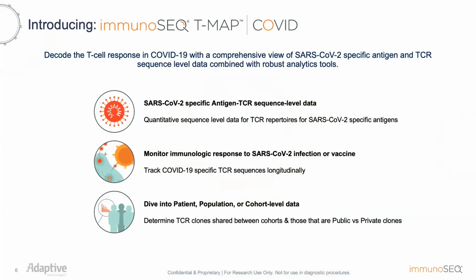With this, you have full access to all of those SARS-CoV-2 specific antigen receptors for the TCRs. You're also able to directly incorporate this data into your own work generated through Adaptive. It can also be exported and used in a variety of the tools we've heard about today. And hopefully will really allow researchers to dive into patient population and cohort level information.